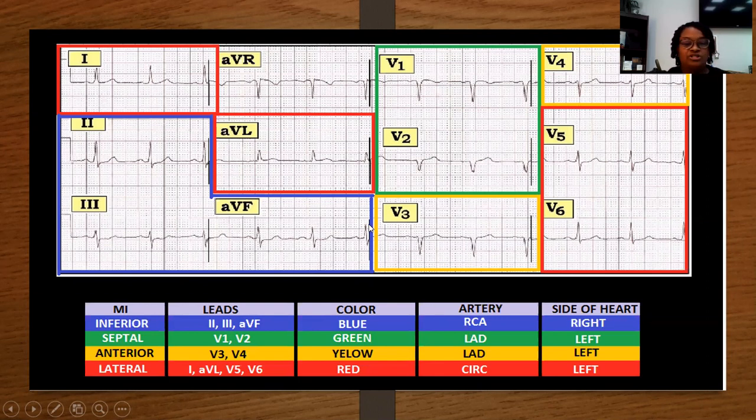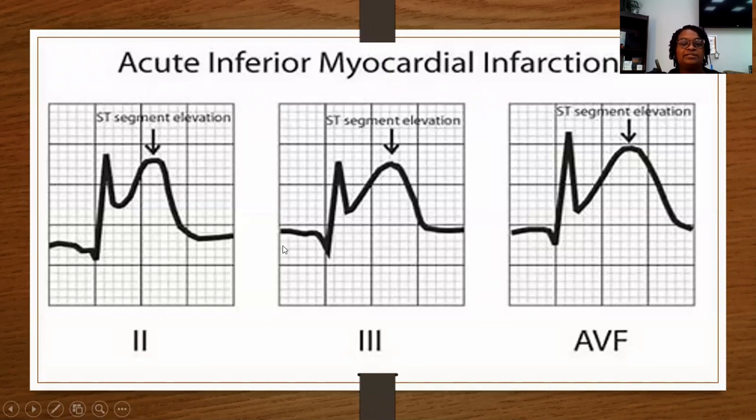And there's an illustration of the infarction squares in your text on page 320. Okay, so here we're looking at someone who has an acute inferior wall MI, and here's showing you lead 2. You see that ST elevation, as well as lead 3 and AVF.